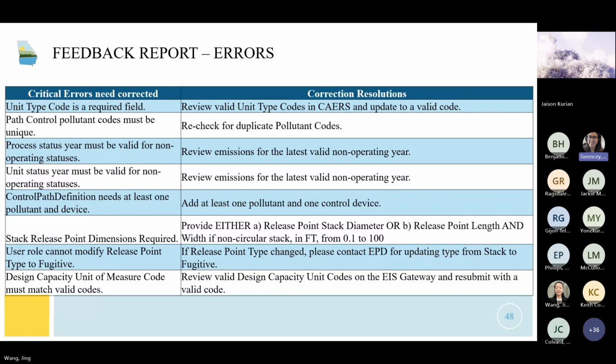So this slide refers to the feedback report that we get when we transmit your report to EPA. We get these critical errors, and then we'll reach out to you to get it corrected. And so these are some resolutions to make the corrections. And I'm not going to go through it. It's just here for a reference.